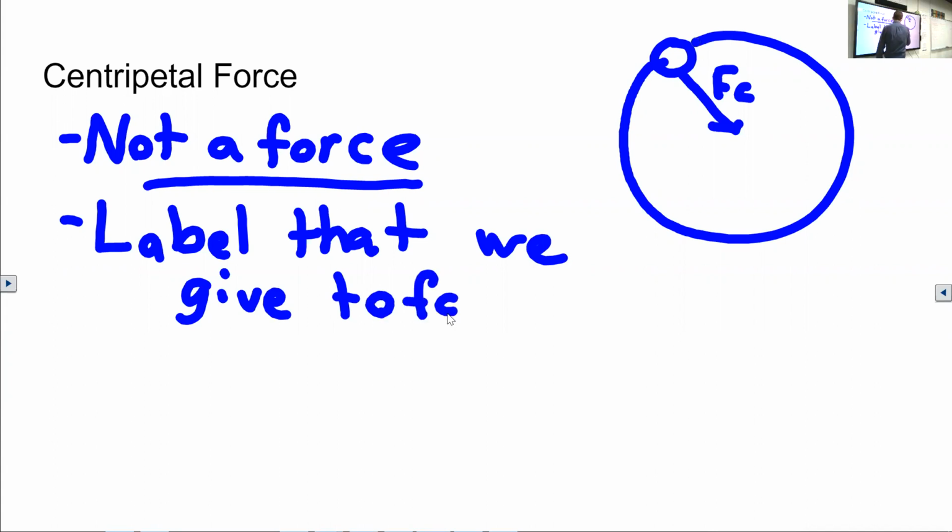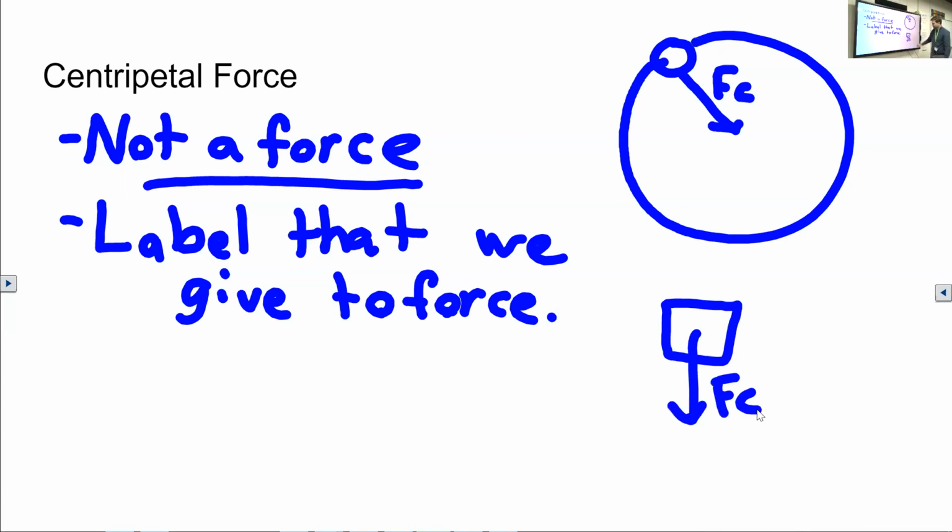Last week, we talked about all the different kinds of forces you could have on an object. We talked about gravity, tension, friction, and normal force. Centripetal force could be any of those, but it can't be its own force. So for instance, if they say, draw a free body diagram for this object, you can never put centripetal force on that free body diagram. That's not something you can do.